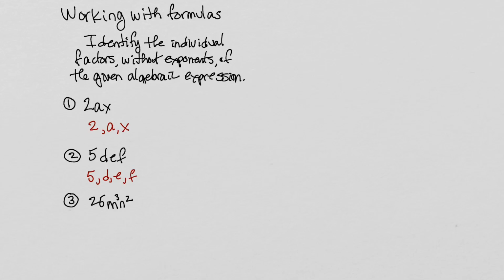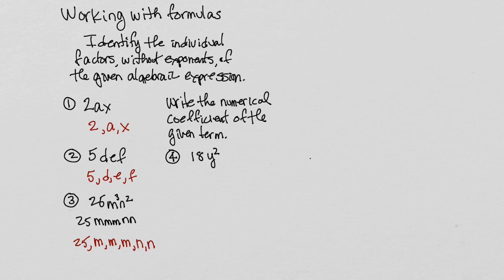Now, in number 3 here, we're looking at 25 m cubed n squared. If we actually expanded that all out, it would look like this. 25 m cubed is really m times m times m, n squared is n times n. And now if we write the individual factors, we'll have the 25, right? The 25 right from here. And then we'll have an m, another m, and another m. So we're going to have an m, that first one, m, the middle one, m, the third one, and then we'll have the first n and the second n.